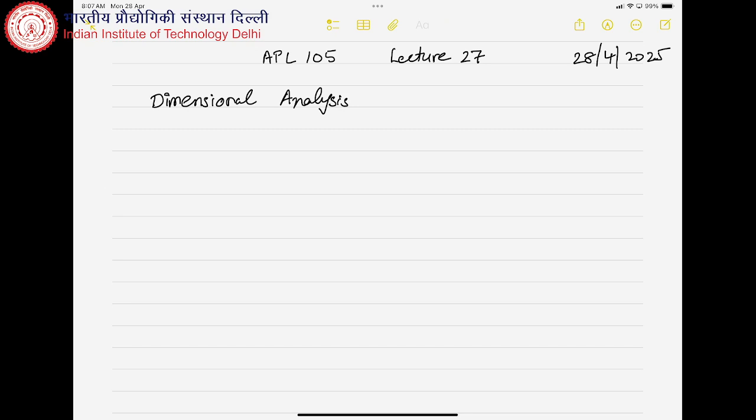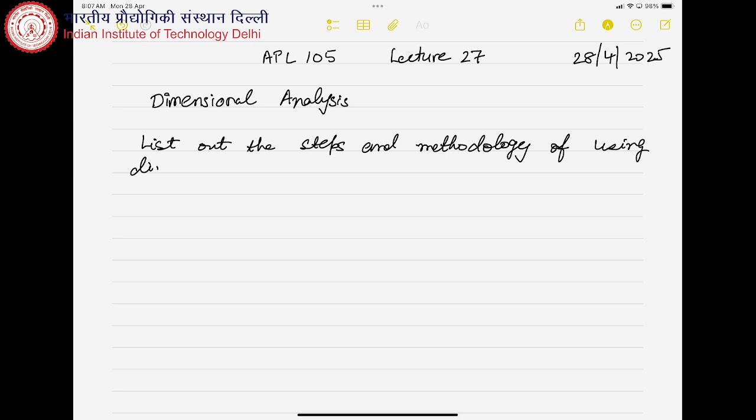Okay, so as we said, the last topic is dimensional analysis. We'll continue with this. I had given the introduction in the last class. Now today we will list out the steps and methodology of using dimensional analysis.